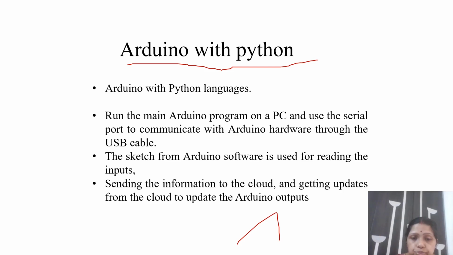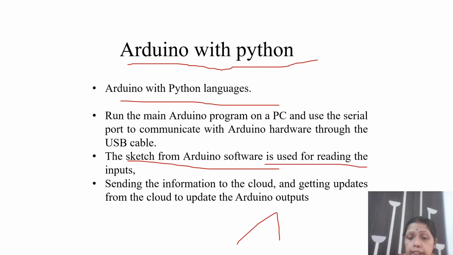Okay, so for Arduino with Python, the procedures are almost the same. What is the main aim of this Arduino with Python program? Normally in the PC you will have the Arduino IDE. You have to install the Arduino IDE, and there is a sketch option in the Arduino software. This sketch is used for writing any code or set of instructions where the system can read the inputs.